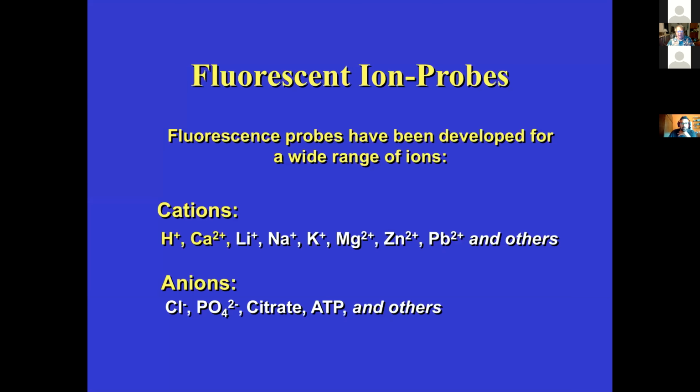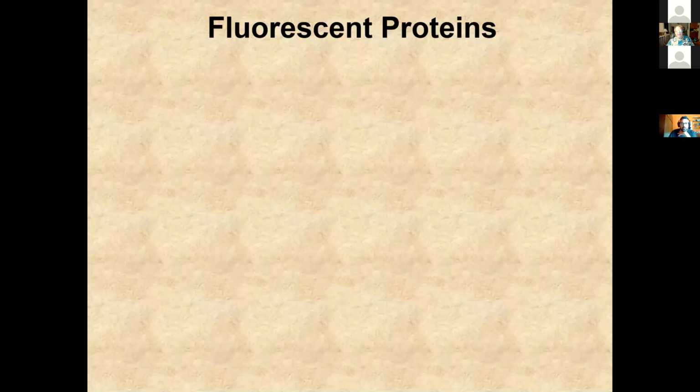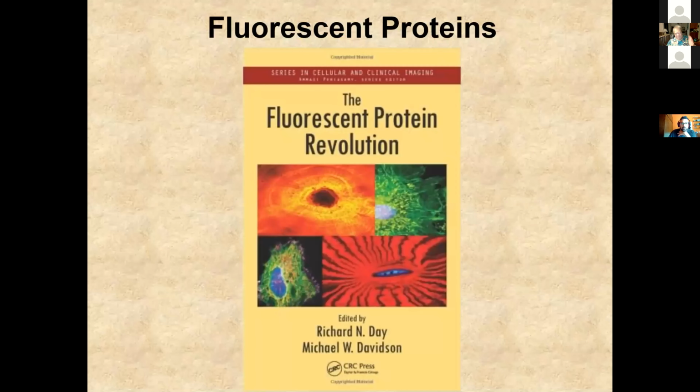Well, there are obviously fluorophores for a wide range of ions. You can get them for sodium, calcium, magnesium, anything you want, and anions. And very, very popular are fluorescent probes for calcium determination. I should say virtually all of them use this same theme of the 4 carboxylic acid groups, which is like an EDTA, which chelate the calcium. What about fluorescent proteins? That'll be almost the final part of my talk.